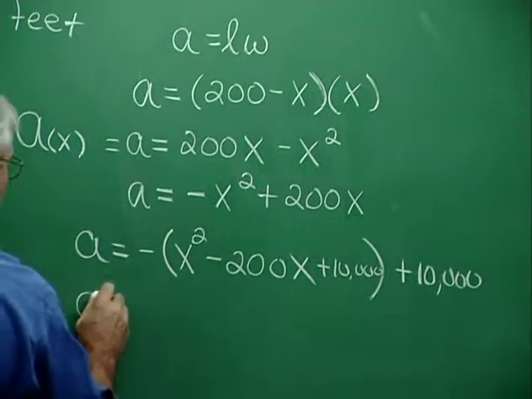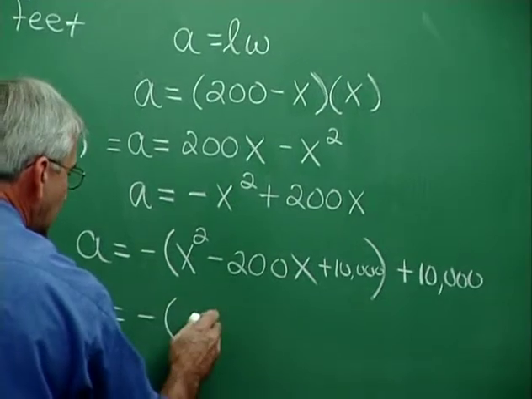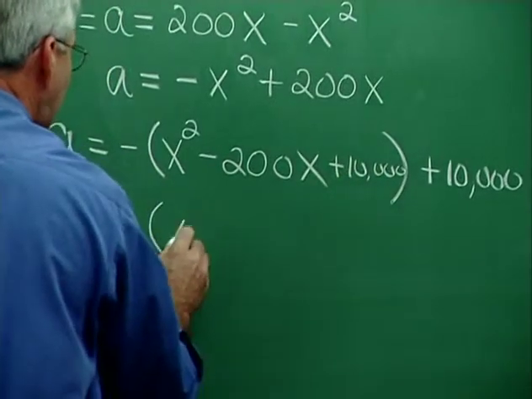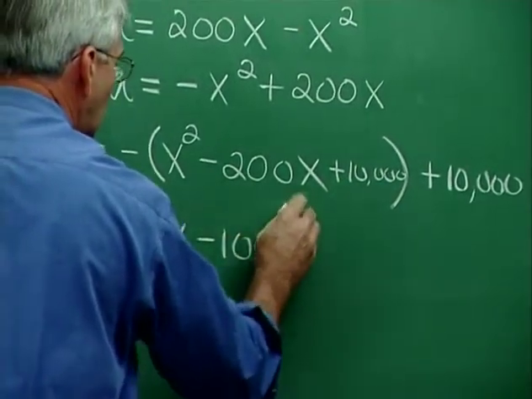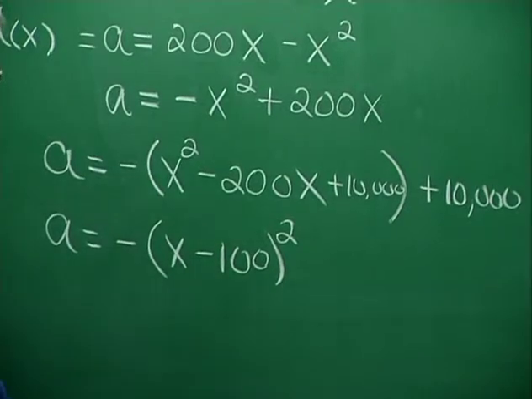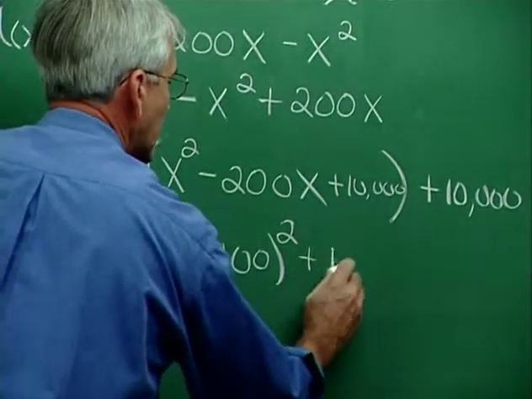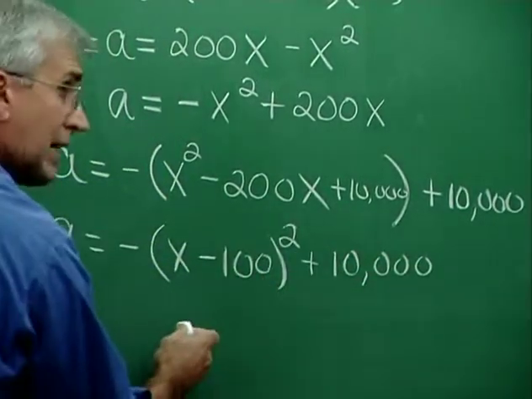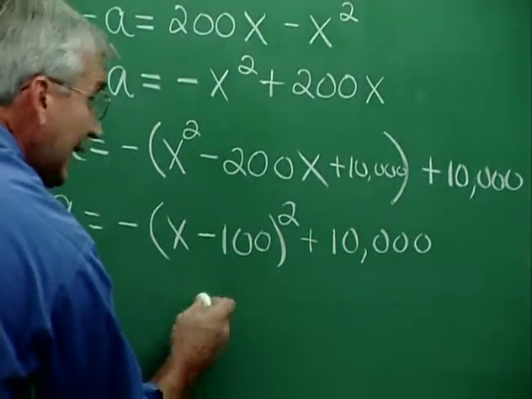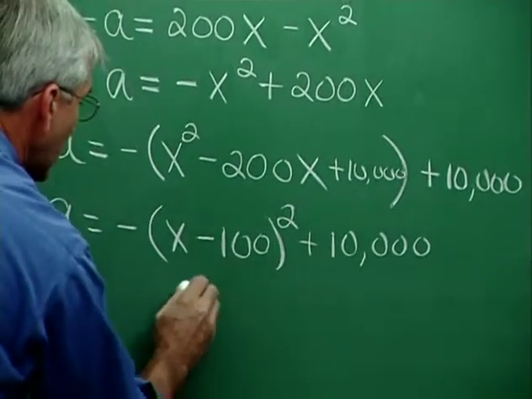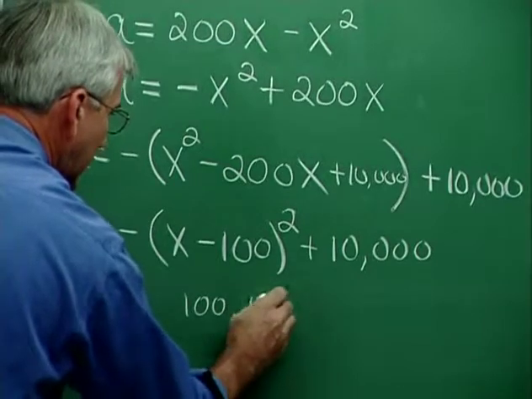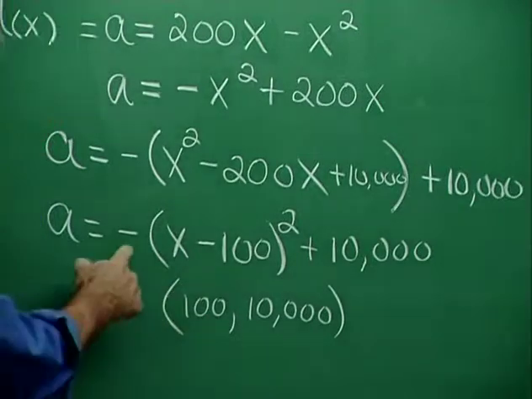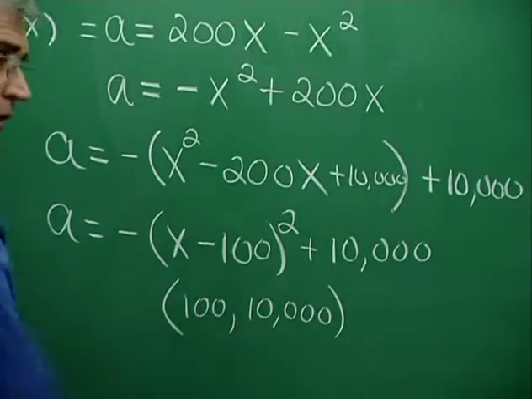All right, now I can factor. I've got minus. Now let's see. What did I square here? I squared negative 100. So it's x minus 100 squared, you see, that goes in the parenthesis for the factored form. And then plus 10,000. Now, graphically, I have a vertex at (h, k). H follows a minus sign, so it's at (100, 10,000). What in the world does this mean? We also know that the graph opens downward. So we have a vertex here and the graph opens downward.